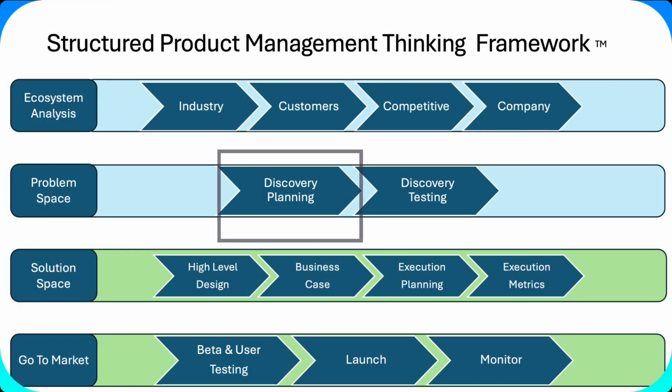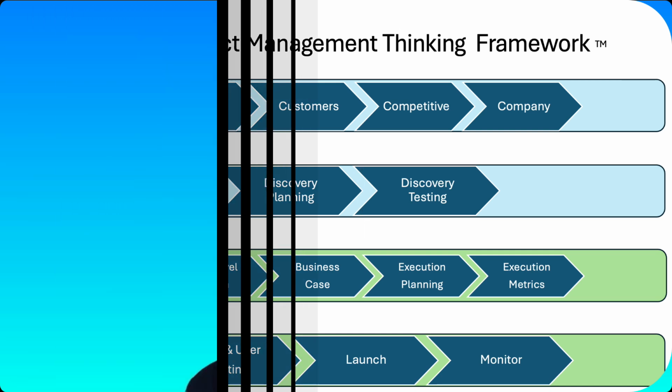My name is Kurt Van Etten, and in this module we are going to transition into the problem space and talk about discovery planning. All right, so ready to start our discovery planning. At this point, you should have a good understanding of your industry, your customers, your competitors, and your own company. And you probably already are feeling pretty good about, hey, there's some problems out here that I think we can solve, but we need to go out and test those.